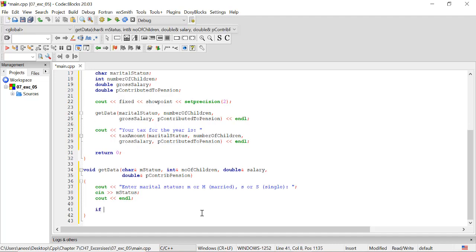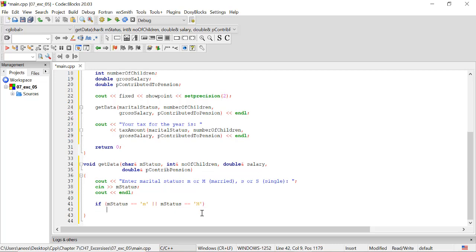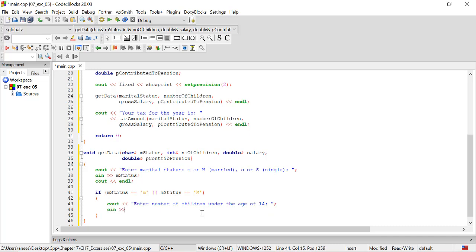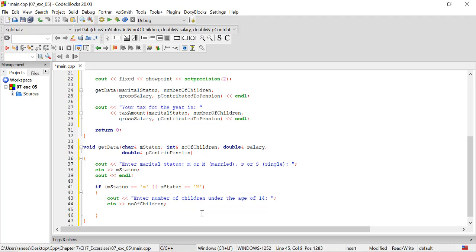And now if the marital status is equal to m or mStatus is equal to M, then we can cout "Enter number of children under the age of 14." And we cin numberOfChildren, cout endl.